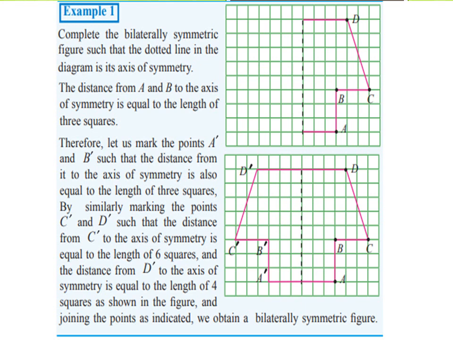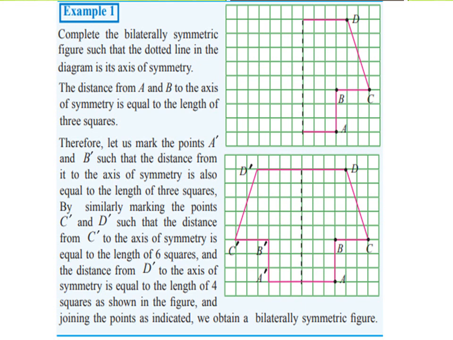Example 1. Complete the bilateral symmetric figure such that the dotted line in the diagram is its axis of symmetry. The distance from A and B to the axis of symmetry is equal to the length of 3 squares.